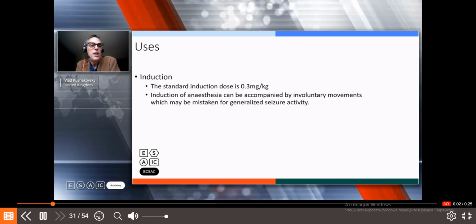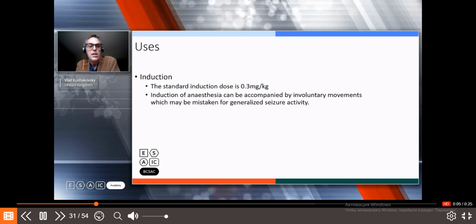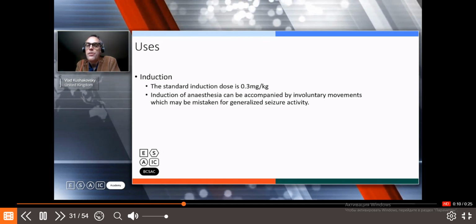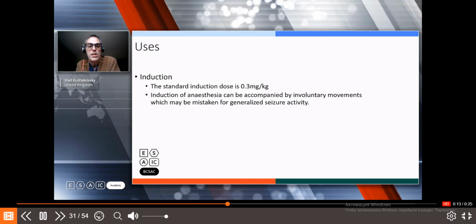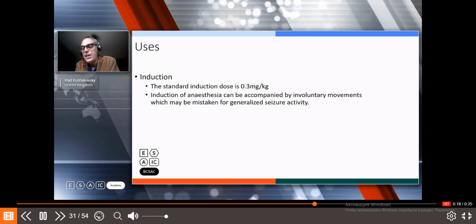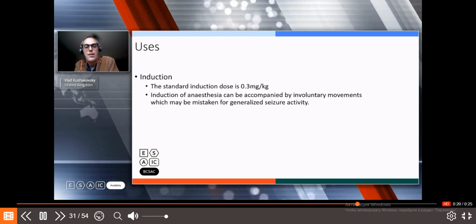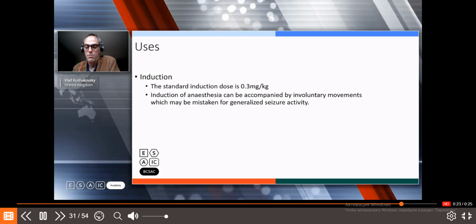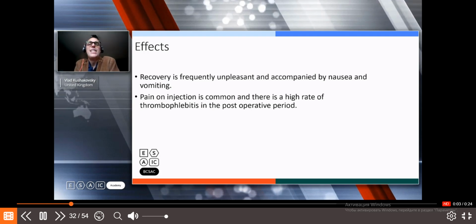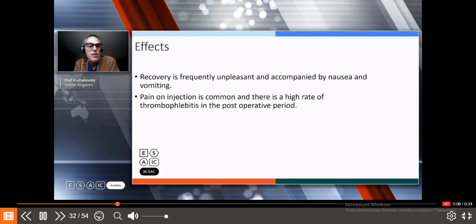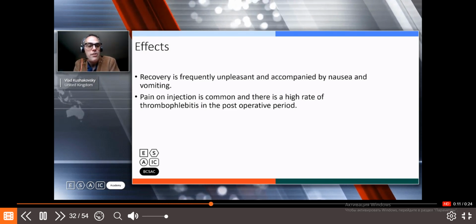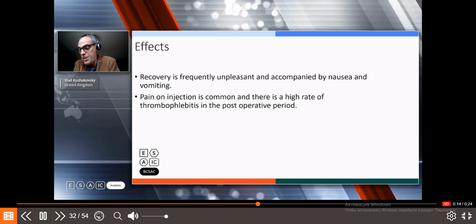Its use is for induction, and the standard induction dose is 0.3 mg per kilogram. The induction of anesthesia can be accompanied by involuntary movements, which may be mistaken for generalized seizure activity. So as far as ideal anesthetic agents are concerned, this is something that we really do not want to see. Recovery is frequently unpleasant and accompanied by nausea and vomiting. Again, not ideal. Pain on injection is common, and there is a high rate of thrombophlebitis in the postoperative period.